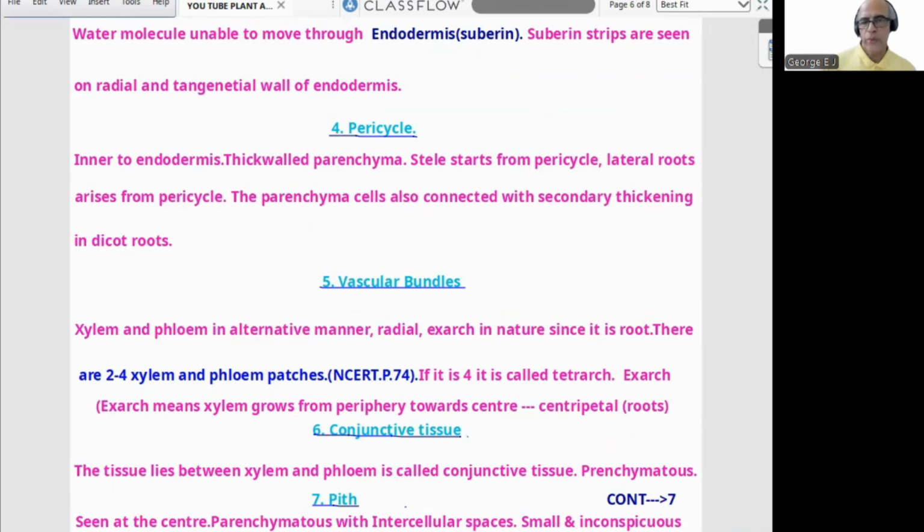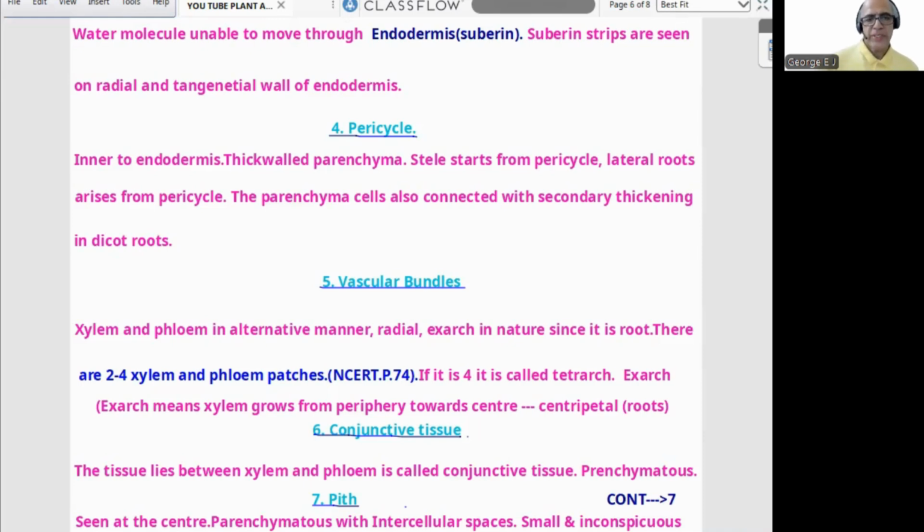In dicot root there is secondary thickening; in monocot, none. Then vascular bundle: xylem and phloem are arranged in a radial manner, on different radii, alternately. Exarch in root, endarch in stem. Here we are studying root only, so it is exarch. Usually there will be 2 to 4 xylem and phloem patches; with 4 it is called tetrarch. In monocot, it is called polyarch, etc.